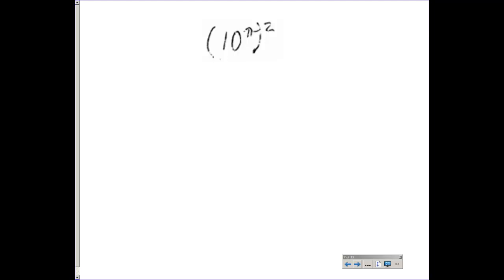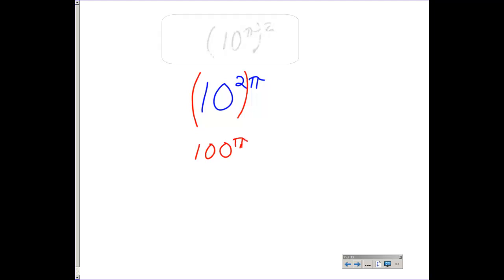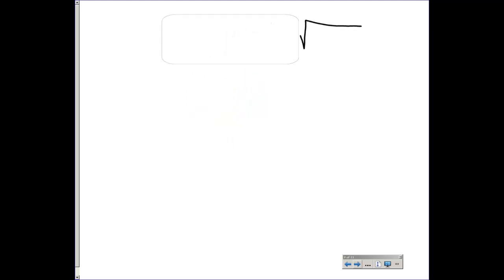Okay, the next one we have 10 to the power of pi and then raised to the power of 2. So a power raised to a power is a multiplication, so we're going to rewrite it as 10 to the 2 pi power. And again, since that is a multiplication, you can call that 10 to the second raised to the pi instead. You'll still get a 2 pi out of that, but 10 to the second can be simplified into 100 to the pi power.